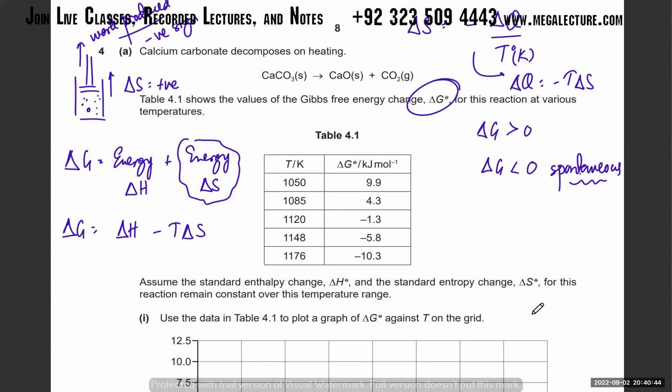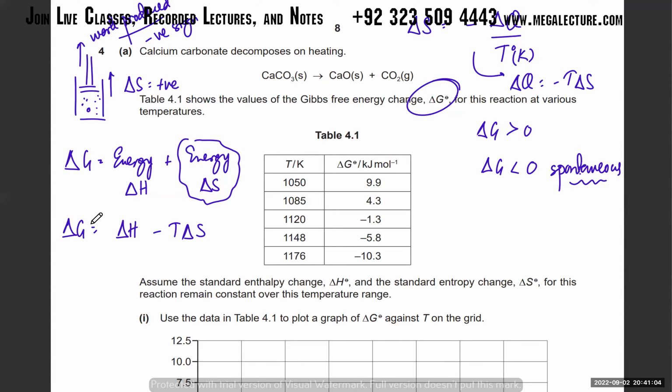And when delta G is negative, that means the reaction is spontaneous. That means it's an overall exothermic process. It means that the system does not need help from the outside. Is that clear as well? Yes, sir. And when delta G is greater than zero, it's positive. That means it's kind of endothermic. That means it needs your help.